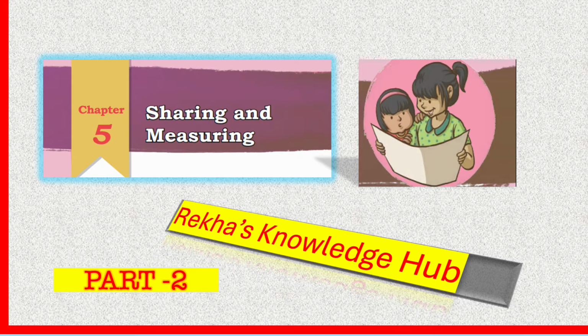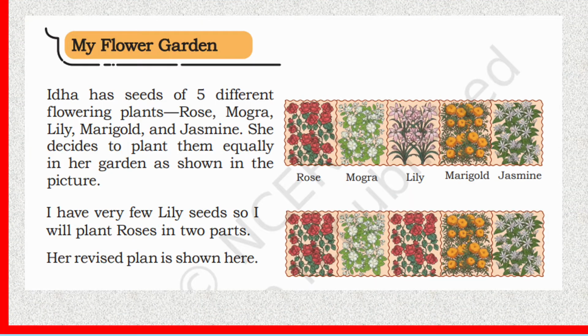Today we will see NCERT Class 4 Maths Chapter 5 Sharing and Measuring Part 2. My flower garden. Ida has seeds of 5 different flowering plants: rose, mogra, lily, marigold and jasmine. So Ida has seeds from 5 kinds of flowers. Which are the flowers? The flowers are rose, mogra, lily, marigold and jasmine.